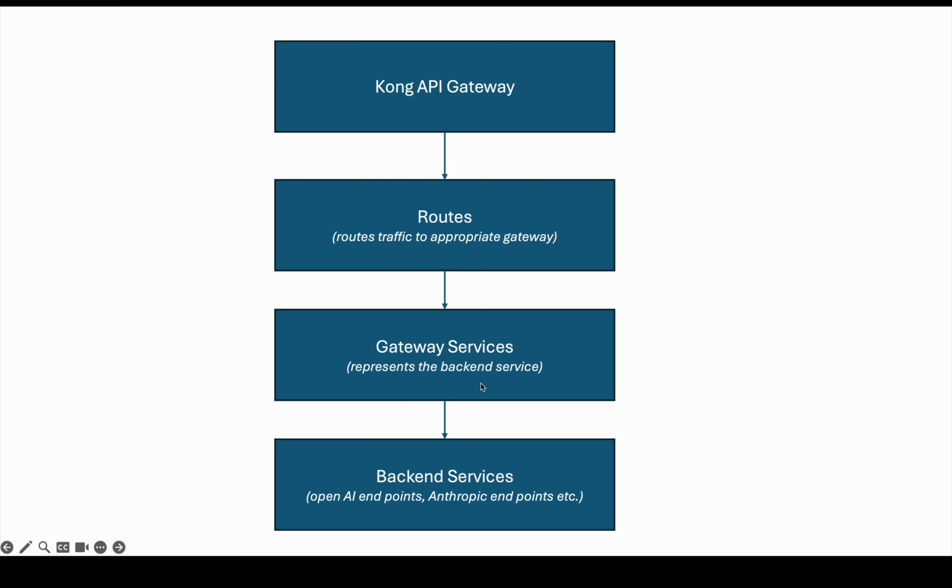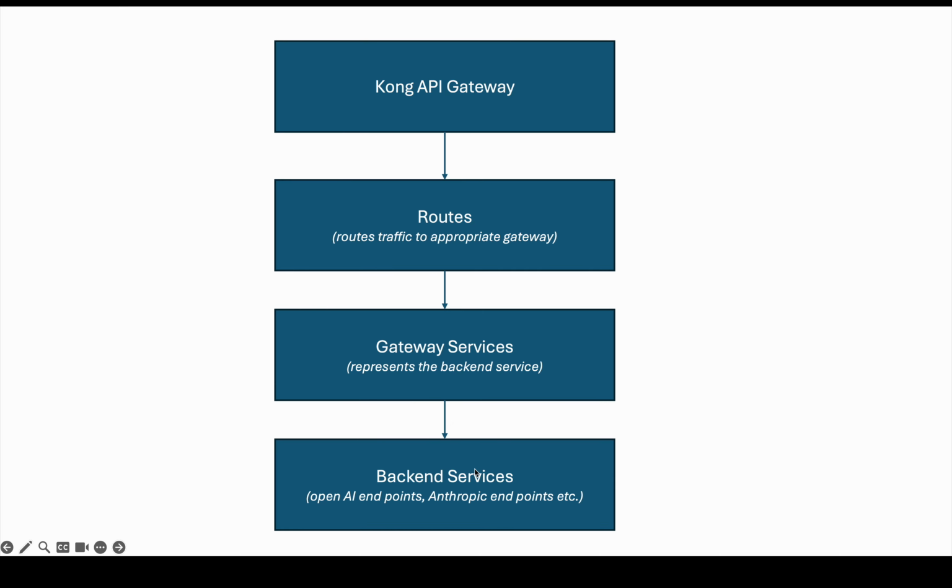The gateway service then routes the request to the appropriate backend service. In this particular demonstration, these backend services are nothing but the OpenAI endpoint or Anthropic endpoint or Azure OpenAI endpoint, which is serving the language models, right? So this is the flow, right?